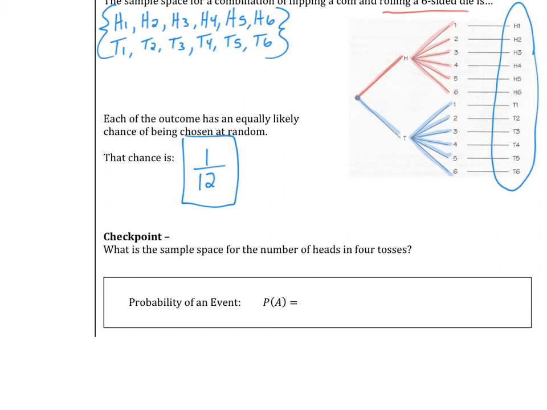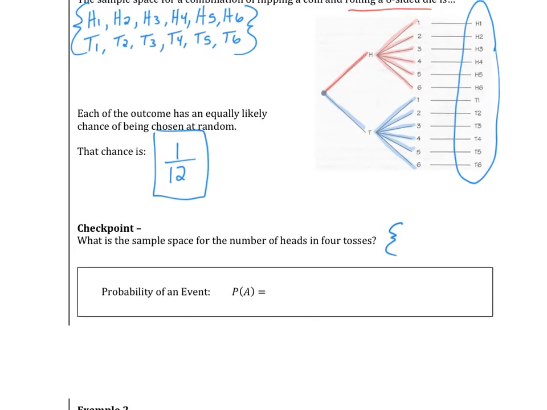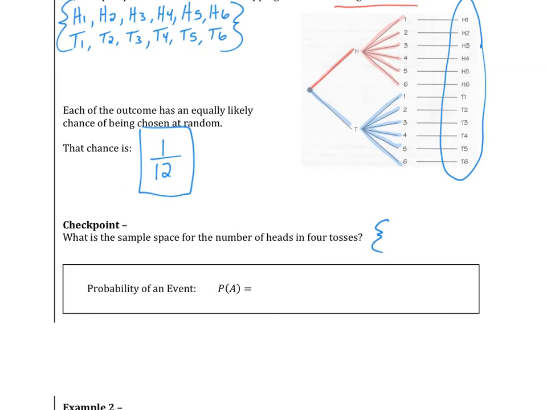Okay, the checkpoint says, what is the sample space for the number of heads in 4 tosses? Okay, so if we toss a coin 4 times, what are the possible outcomes we would get? You flip that coin 4 times in a row. 1, 2, 3, 4 times in a row. What are the least number of heads you could get? That would be 0. You could flip the coin 4 times and get all tails. You could get 1 head, you could flip 2 heads, or 3 heads, or 4 heads. Okay, those are your possible outcomes. 0, 1, 2, 3, or 4 heads when you flip it 4 times.